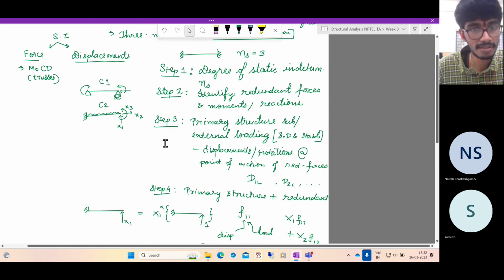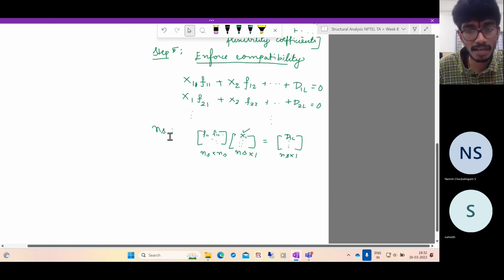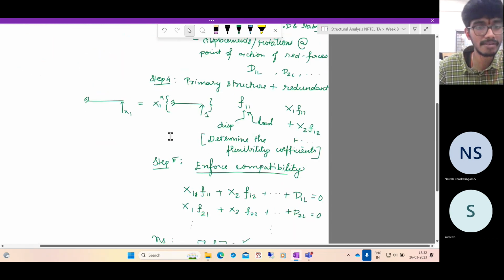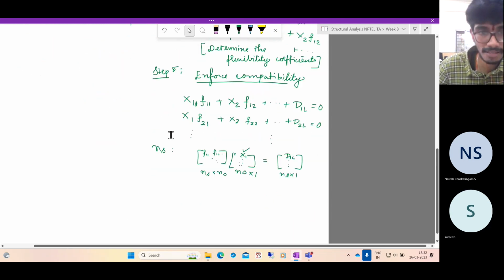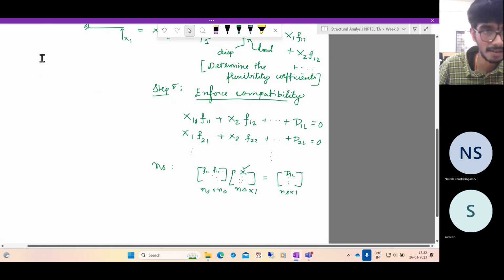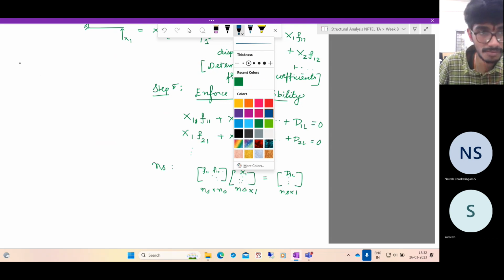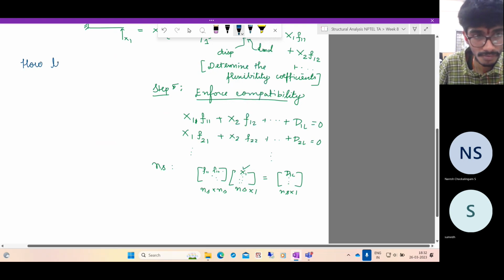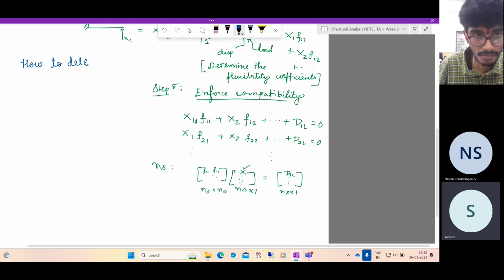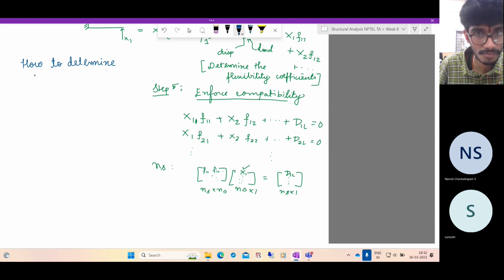So these are the basic steps. This is the overall procedure. Now the only part that is remaining is how to determine these: how to determine the flexibility coefficients and the displacement due to applied loading.